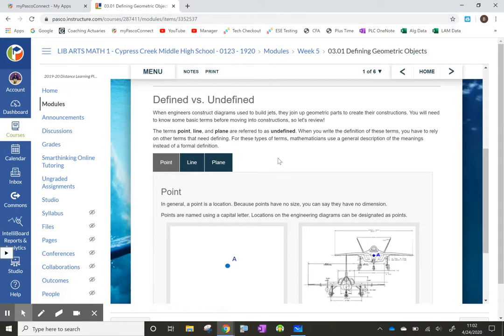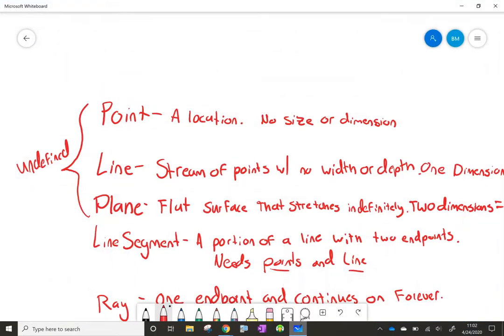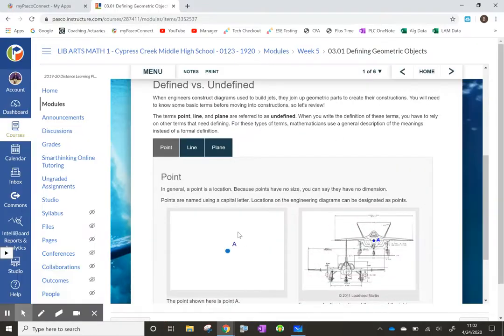So a point, as you know, is just a simple point. It's just a particular location, no size, no dimension, and we label them using a capital letter. Again, I've written that definition down: a point, a location, no size or dimension, right?